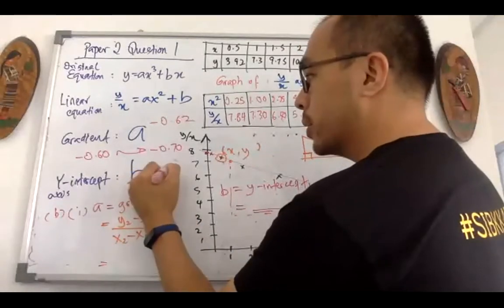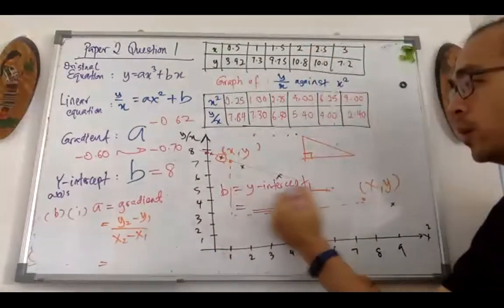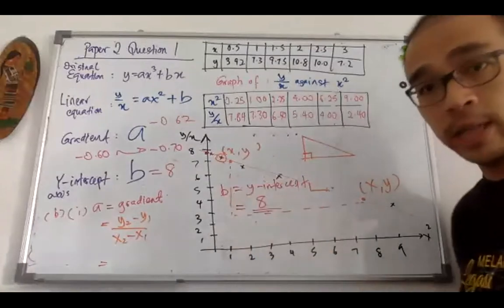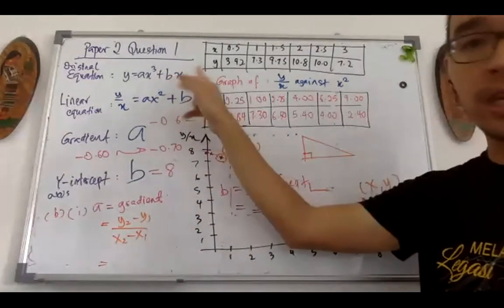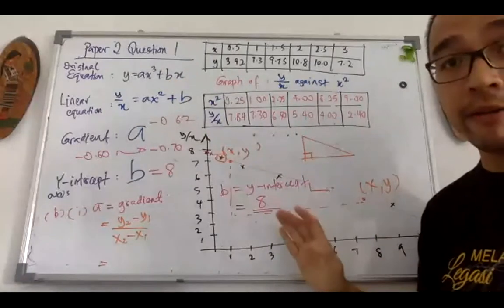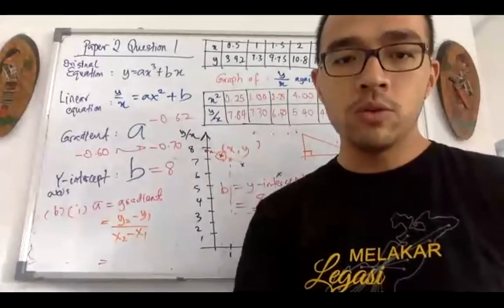So we're going to use b equals 8. So b equals the y-intercept. Therefore, the answer is b equals 8. Cukup. Okay. That's why, guys, we never use the equation anymore. Everything is from the graph. Okay. Let's take a look at the B2 question.